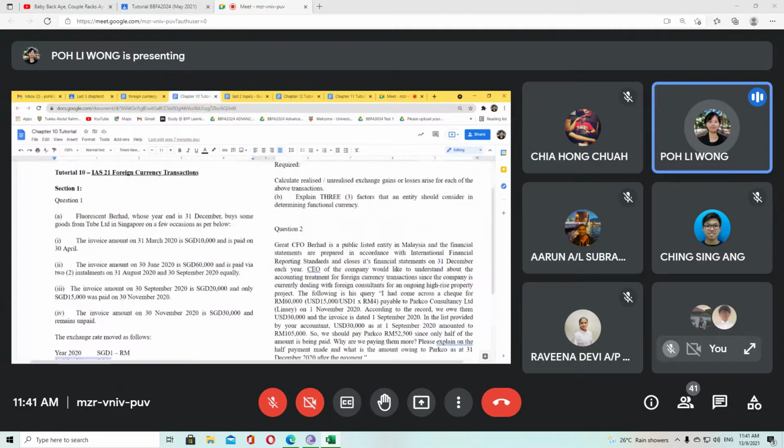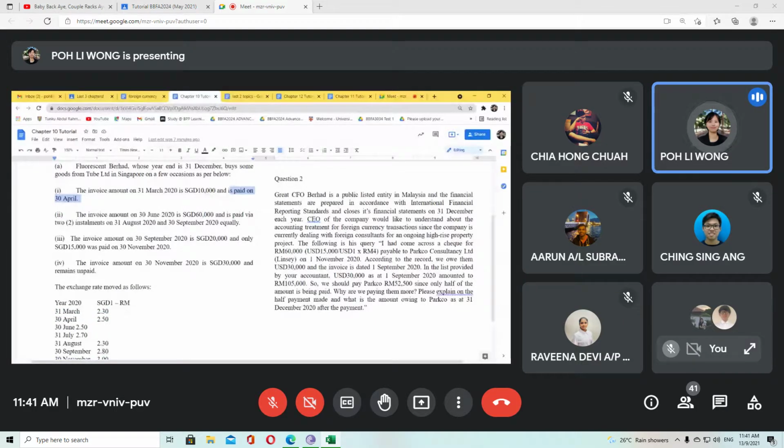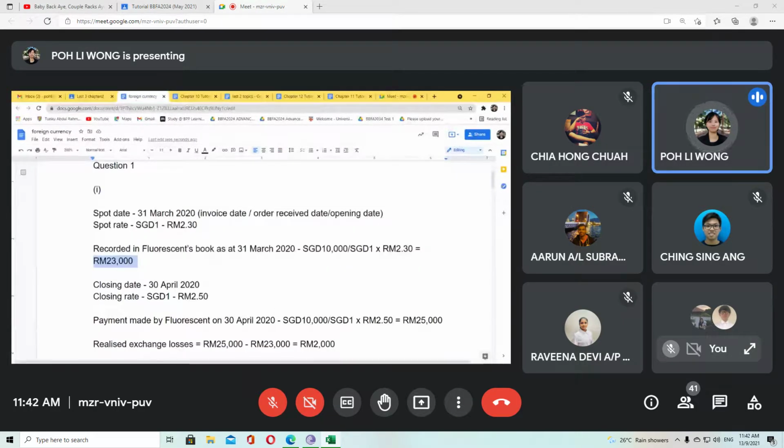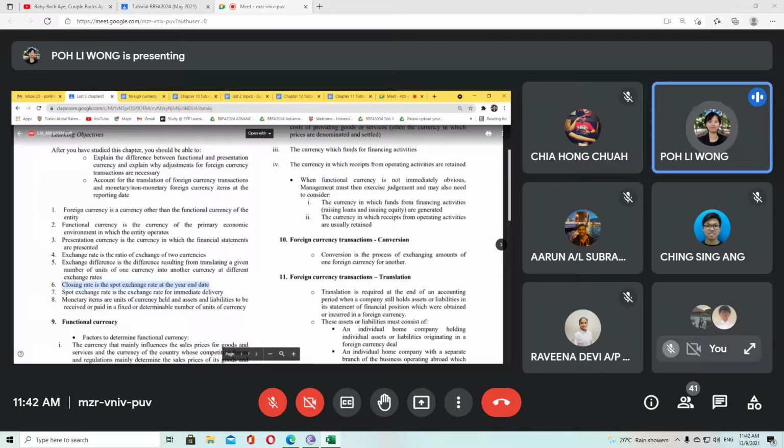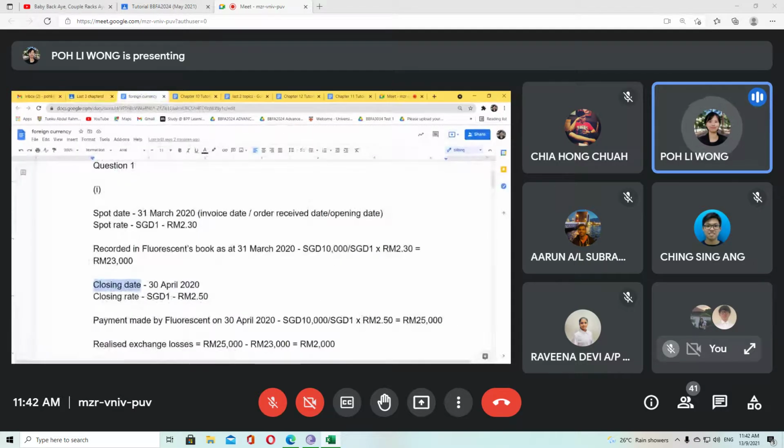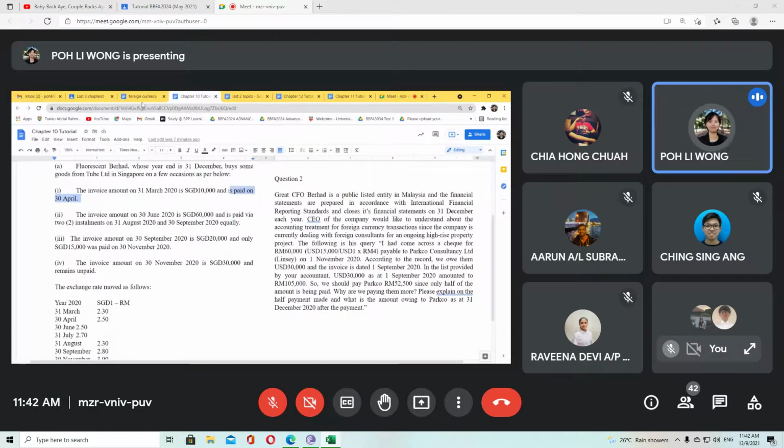Okay, according to the question again, it is paid on 30th April. So since it is paid, we need to identify the closing date. All right, so now what is the closing date? Closing date is the spot exchange rate at the year end date. So it is either your year end date or payment date, whichever is applicable, will be my closing date. If I have not made any payment, I will take the year-end date as my closing date. Okay, so now your closing date will be the payment date because you have already made a payment on 30th April.